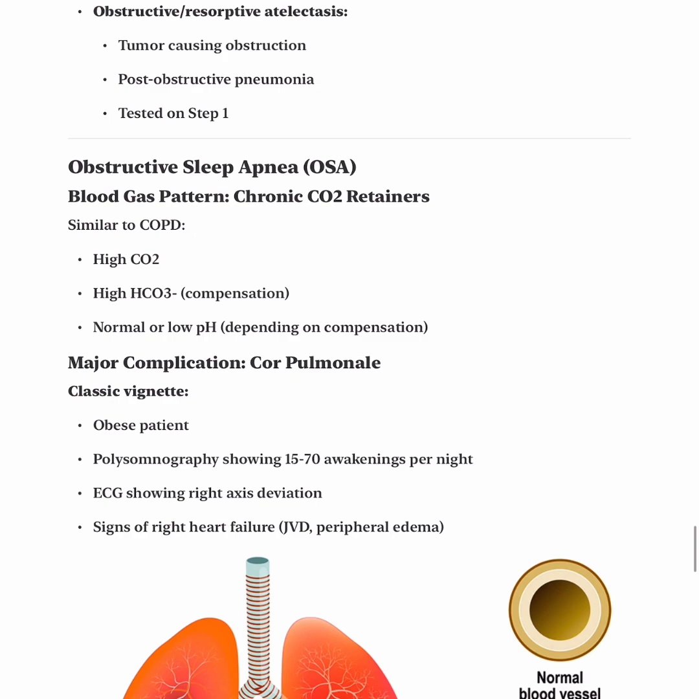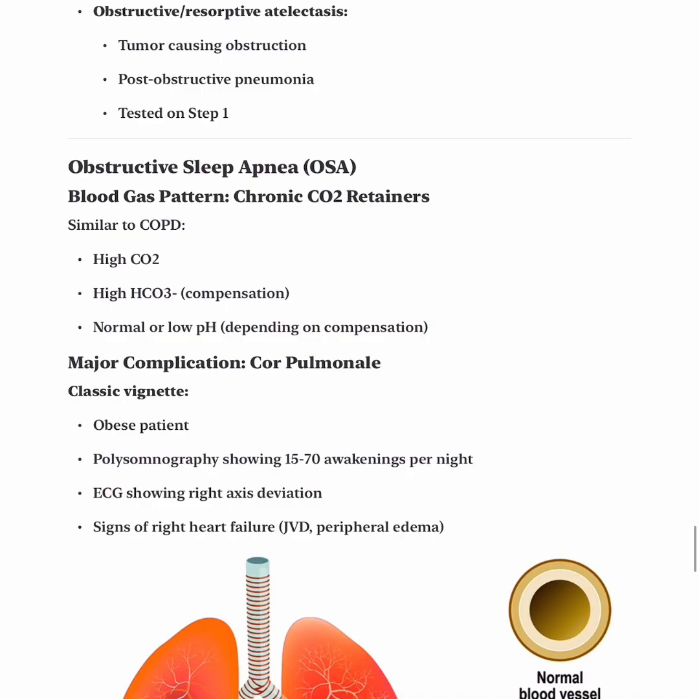Now, the major complication is cor pulmonale. You'll have an obese patient with a polysomnography showing 15 to 70 awakenings per night. ECG will show right axis deviation, and you'll have signs of right heart failure. Remember, jugular venous distension, as well as peripheral edema.